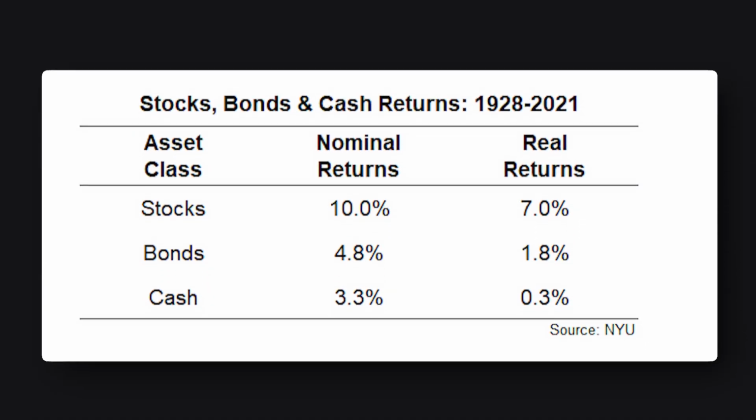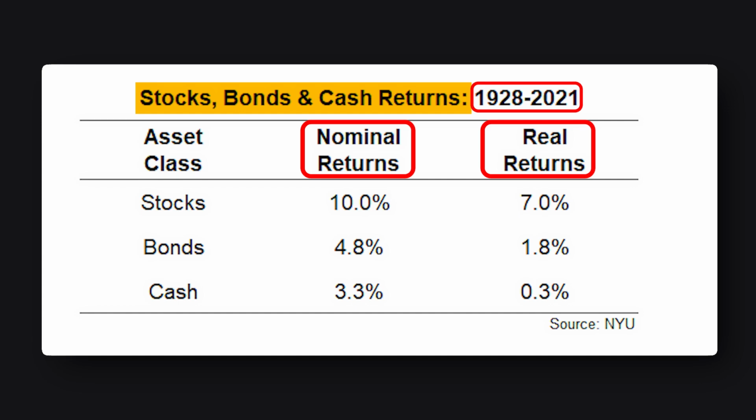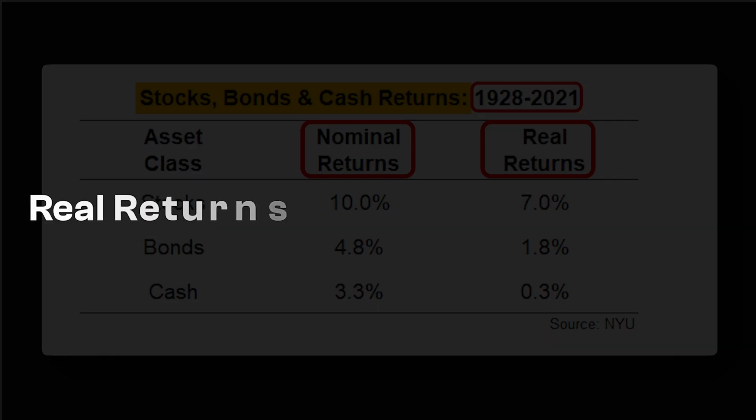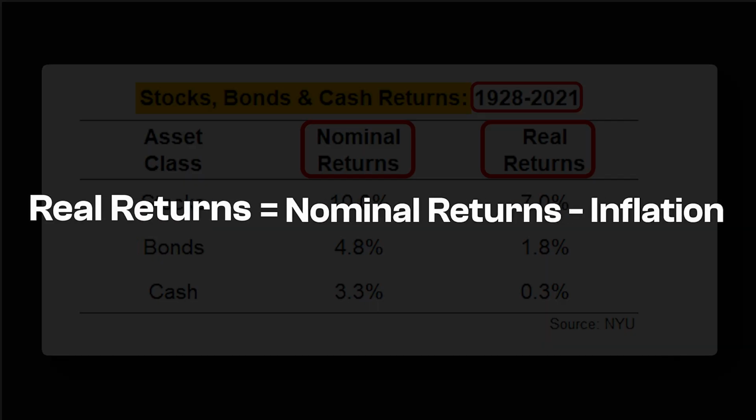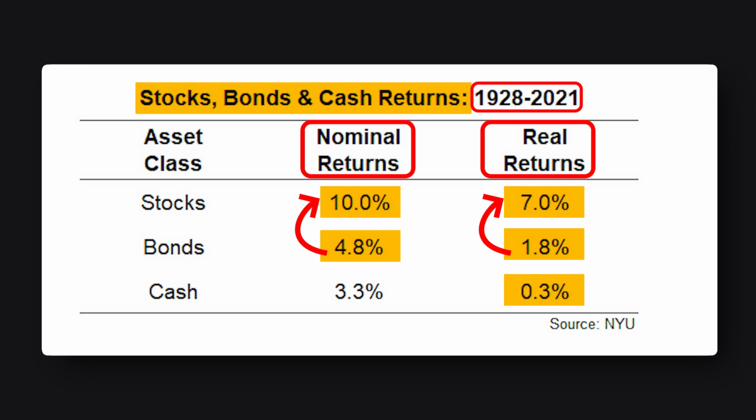And as you can see on your screen, there is a table showing the nominal and real returns of stocks, bonds, and cash from 1928 to 2021. Real returns refer to the returns adjusted for inflation. Stocks have almost double the nominal returns of bonds. In fact, the real returns on stocks, meaning the returns after inflation, are nearly 4 times higher than those of bonds. Conversely, if you keep cash in a bank account or money market account, you will hardly beat inflation, as evident by the very low real returns.